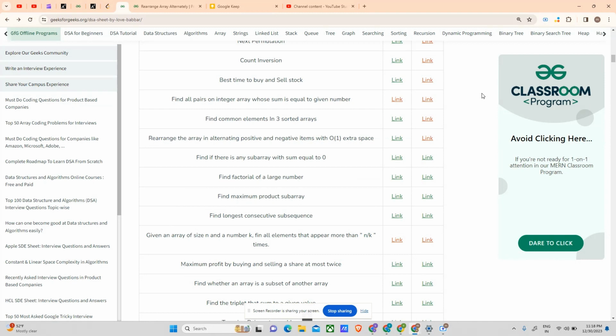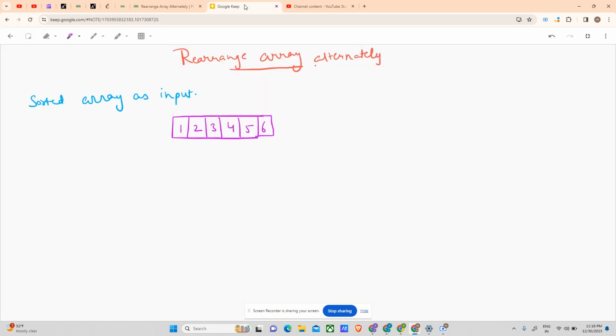Without wasting any time, let's continue solving our DSA Love Babbar sheet. As you all know, we have done find common elements in three sorted arrays up till now. Our next problem is rearrange the array in alternating positive and negative items with O(1) extra space. Let's see what the problem says.